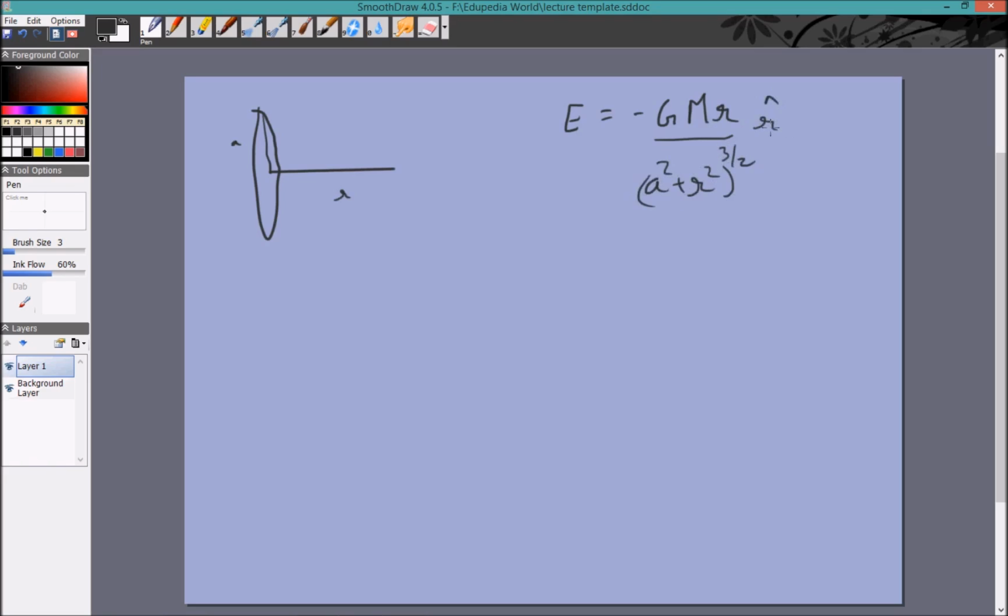If you want to know how to get this, you should look at the video for electric field. We did this in detail in that case. So the potential at r would be minus integral of this dot dr. So this minus and this minus will cancel, so I'll just remove it. Integral from infinity to r of GMr by (a squared plus r squared) to the power 3 by 2 dr.